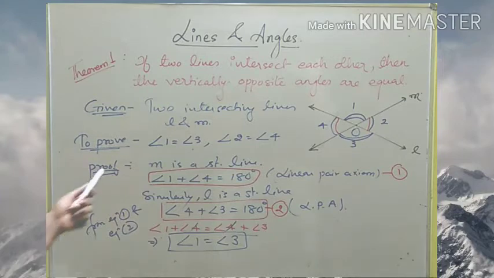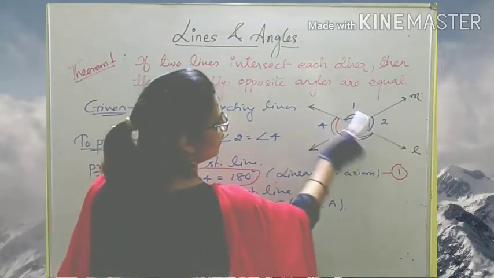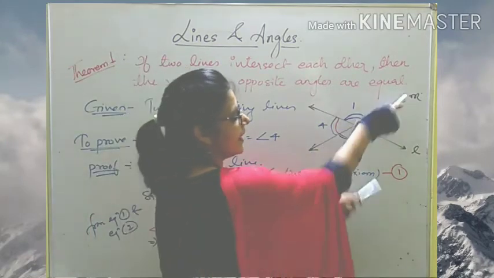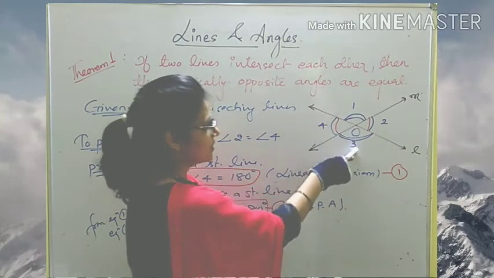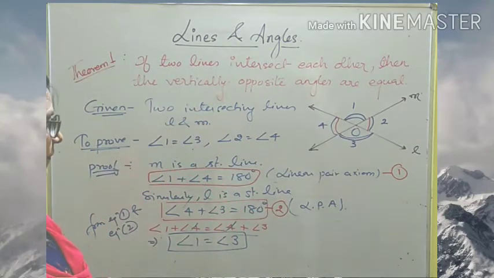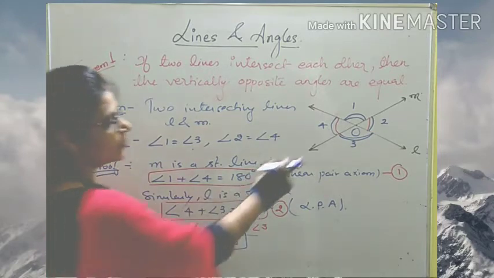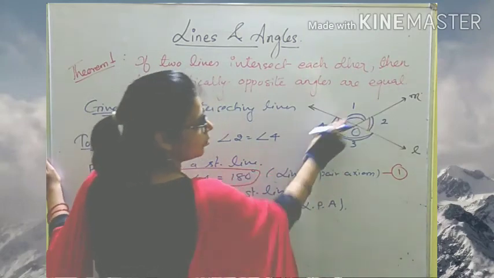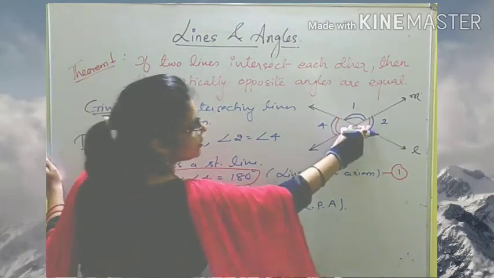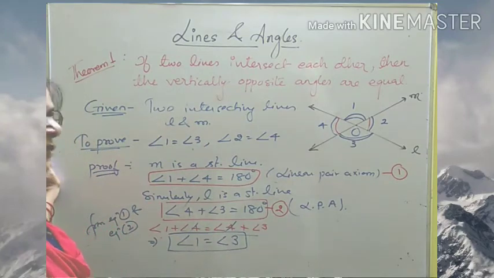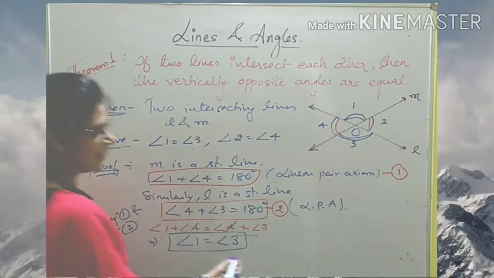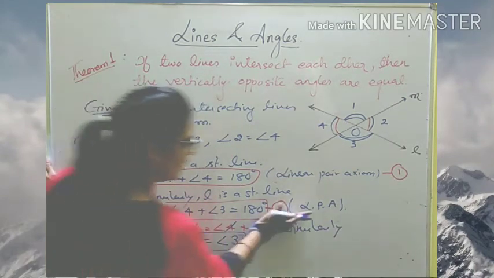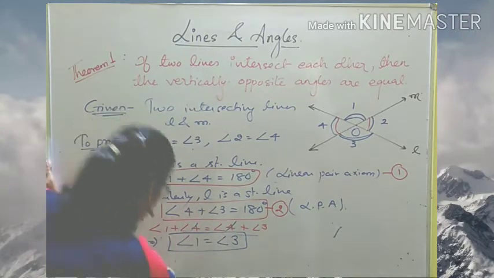Now if here we take this L, so what will be equal? 1 plus 2. And if we take this straight line M, then 2 plus 3. So with the help of this, what we will get? 1 is equal to 3. And we have got this. Now what we have to prove? 4 is equal to 2. For 4 and 2, what will we take? This line M, so 4 plus 1, 180 degrees. 1 plus 2, 180 degrees. So 4 is equal to 2. We are following similar steps. So what we will write? Similarly, what we will write?